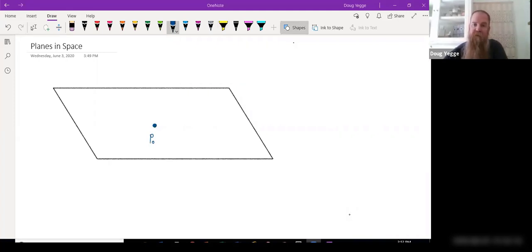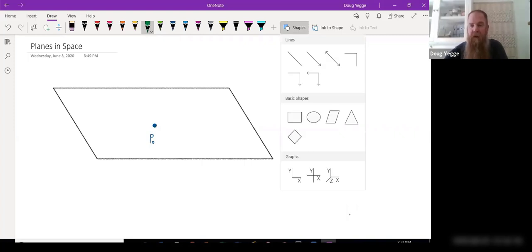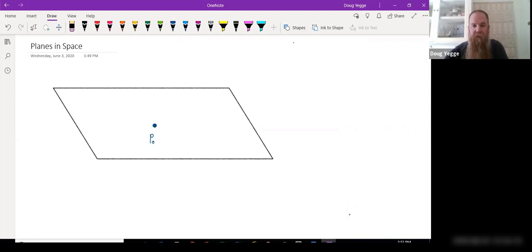Unfortunately, it's not enough to just know a point on the plane, because we have to know some other point on the plane as well. Let's just say that we had another point out here called P. Then notice that there is a vector that I could draw from P0 to P.